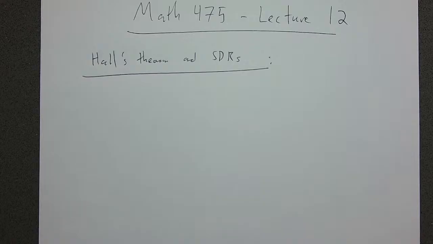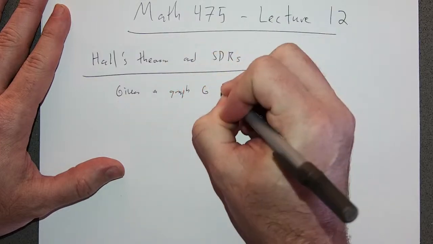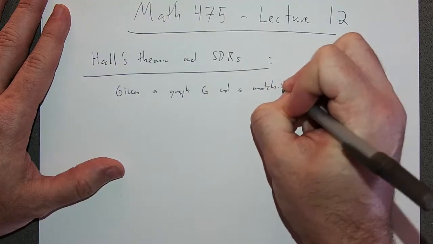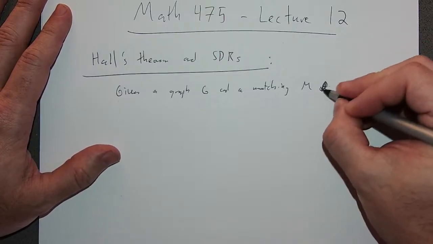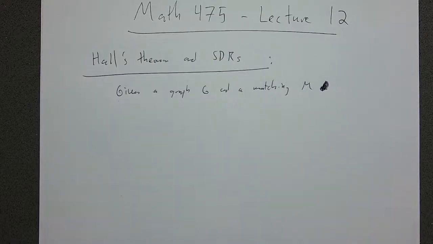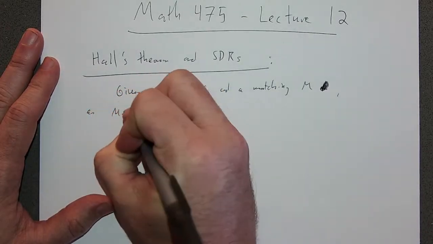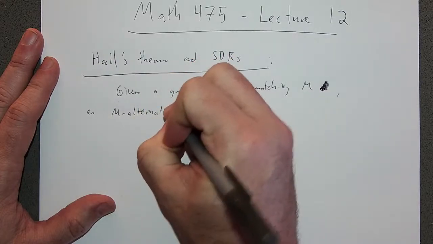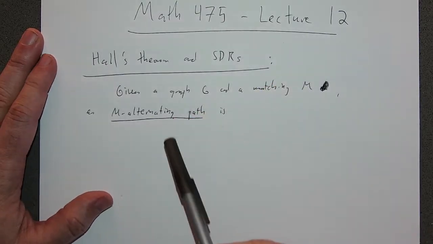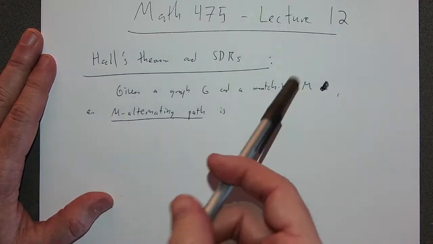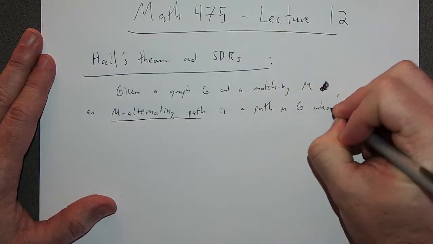So in this case, given a graph G and a matching M of G, it's understood that a matching of G is a collection of some number of the edges of G. Okay, so given a graph G and matching M, an M alternating path is a path in G where the edges of the path alternate between being edges in M and edges not in M.